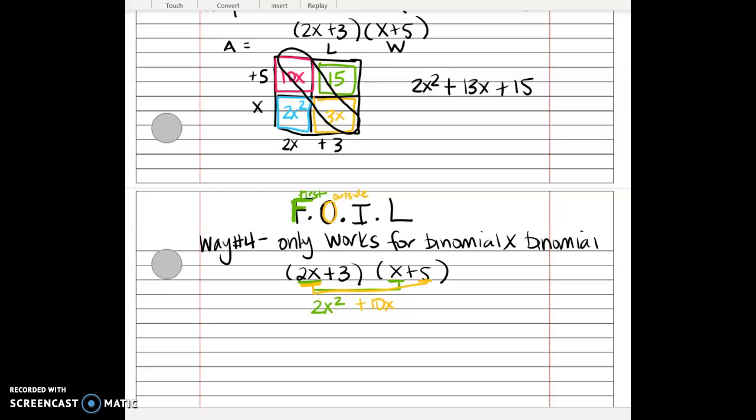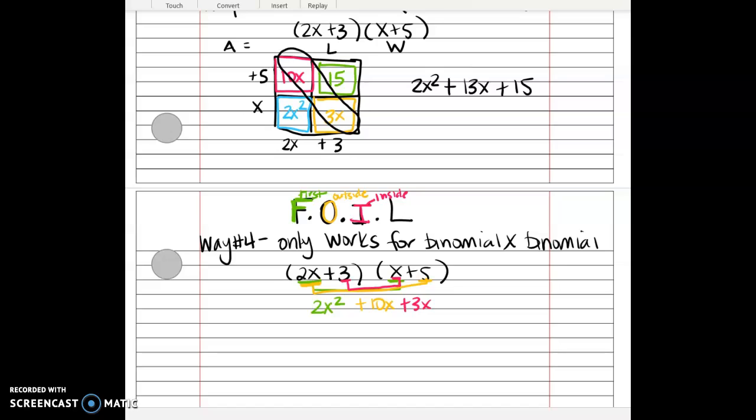And then the next color, the I, tells me to multiply the inside ones. So that means the ones that are inside together in each polynomial. So the 3 here and then the x. So I'm taking the 3 times the x, which gives me 3x.